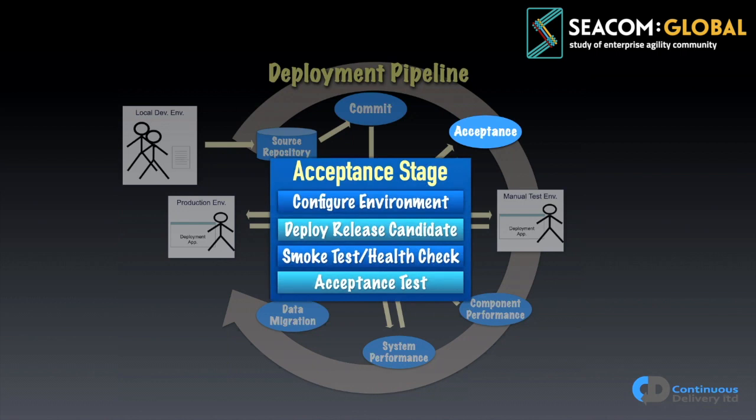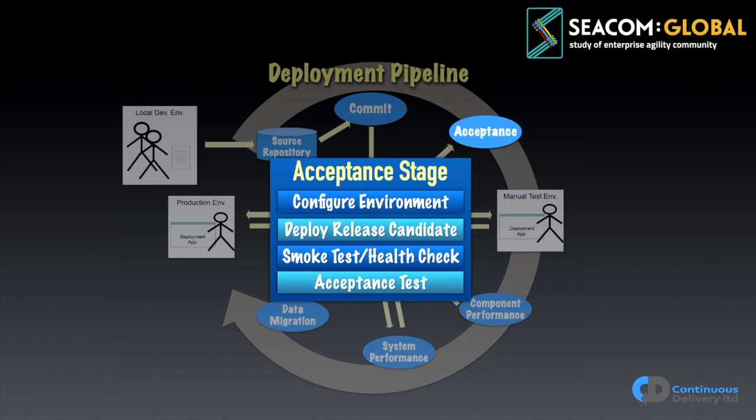The acceptance test stage tends to be implemented like this. We're going to configure the environment ready for use. We're going to deploy the release candidate into the environment. We want to start it up. We probably want to do a brief smoke test or a health check just to make sure it's ready for use. And then we'll run the acceptance tests.